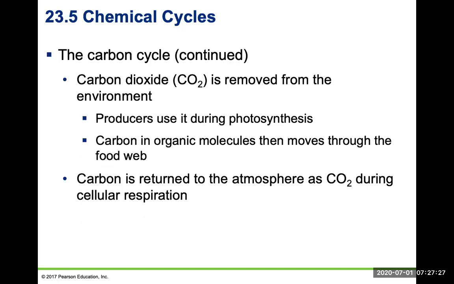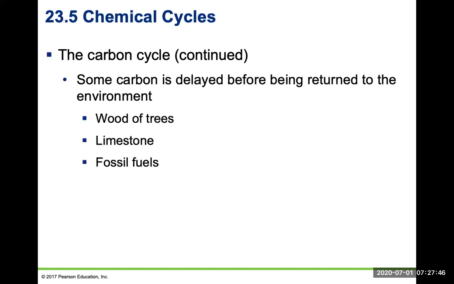Carbon dioxide is removed from the environment. Producers will use it during photosynthesis. So plants and trees are very important at removing carbon from the atmosphere. This is why we don't want to cut down too many trees. And then carbon is returned to the atmosphere as CO2 during cellular respiration, and that's the exhaling of organisms.